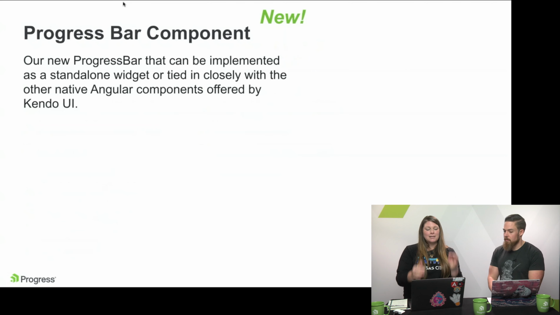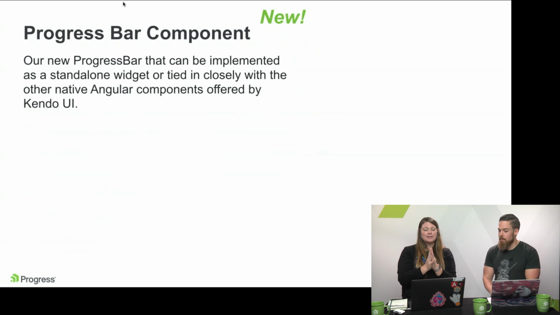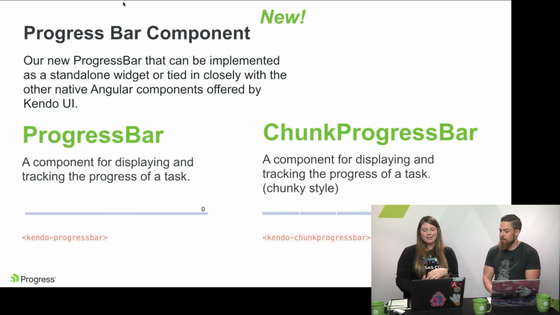The next one is the progress bar component. I'm super pumped about this one. Sounds super simple, but it's something I think has been asked for, and it's actually really handy, obviously, in providing feedback for your users, for your UI. So our new progress bar can be implemented as a standalone widget or tied closely with our other components, and we're going to go ahead and see those.